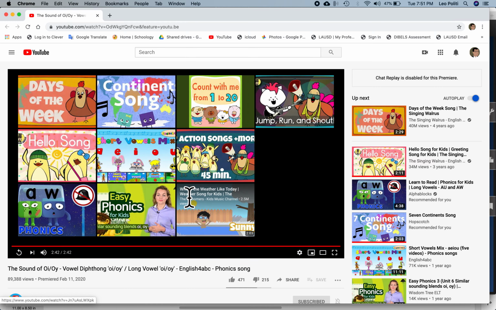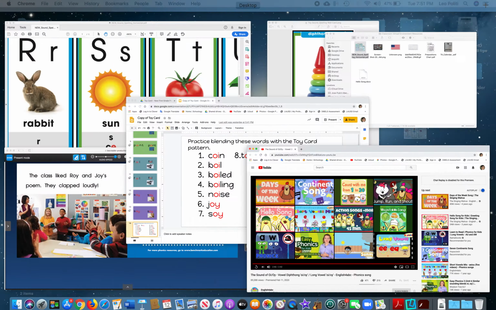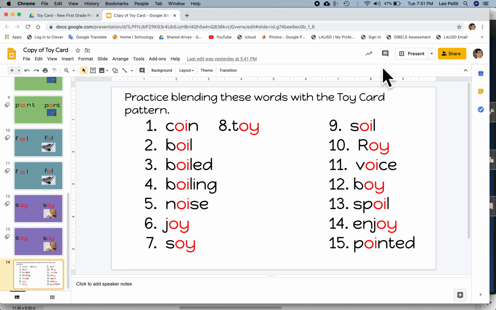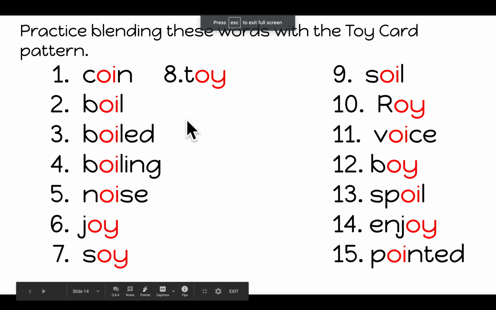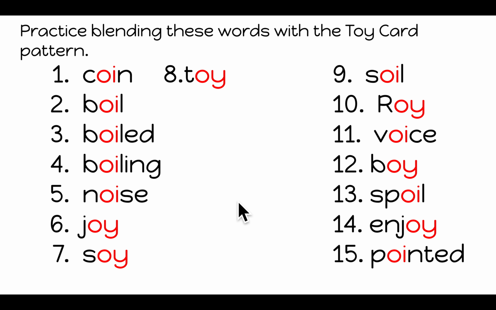Okay, so I want to end it like that with the song. That was fun. And so actually, I'm going to end it with your spelling words. So again, pick three of these words and use them in three sentences and take a picture of it and send it to me on Class Dojo. Thank you. I'm really enjoying looking at all your work. And I will see you on Class Dojo.